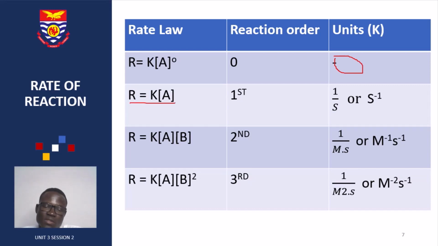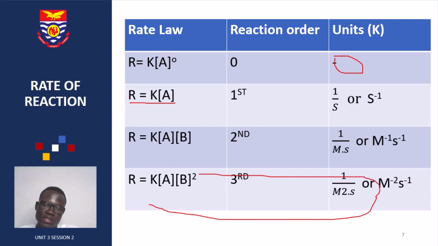When the rate law is a first order reaction, this is a representation: R is equal to k times the concentration of A to the power 1, but as you know, we usually don't write the 1 there. So for a first order reaction, the unit of k is always per second. For a second order reaction, the unit of k is always per molar per second. And that of a third order, which we might not be treating in this particular chapter, is always per molar squared per second.